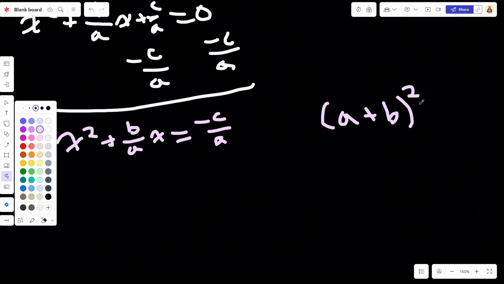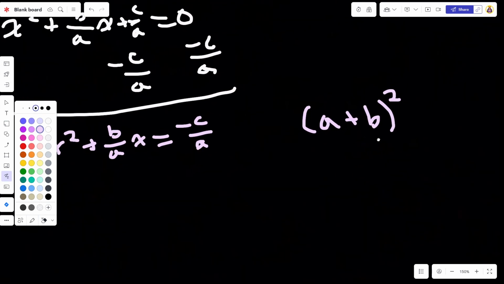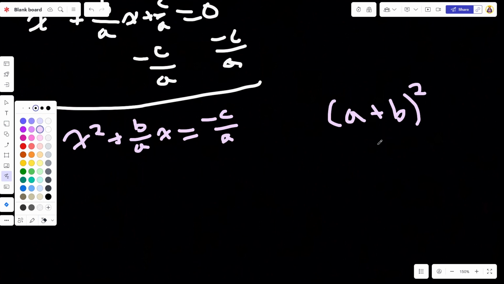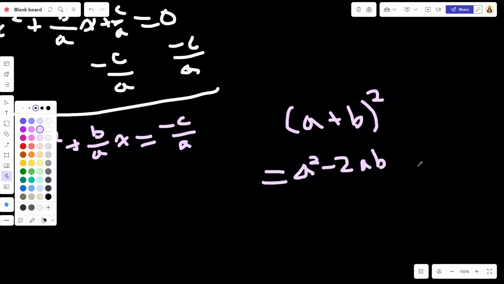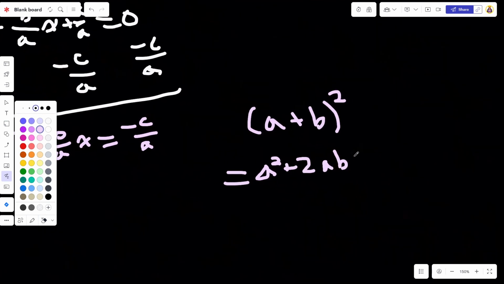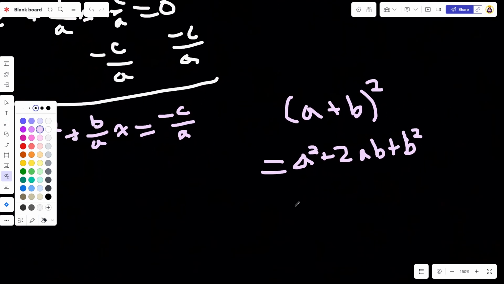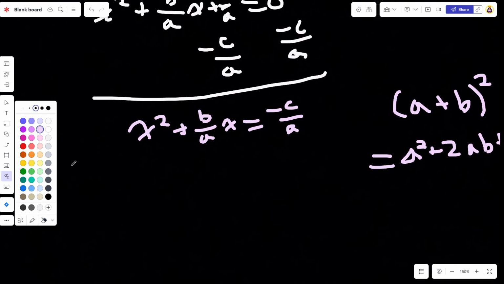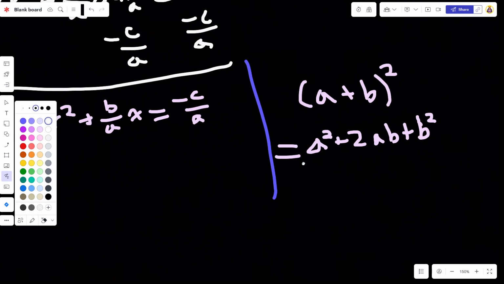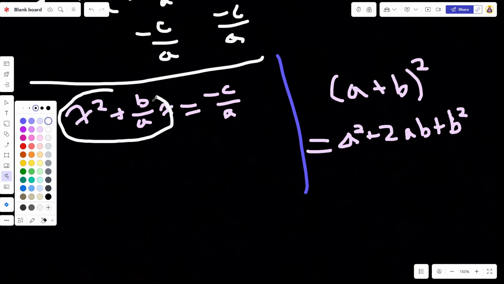So what does this expand to? We want to figure out what that is to get this left side into that form. If we expand it, we'll get a squared plus 2ab plus b squared. And that's always true. You can expand it right now just to prove it for yourself. So let's just draw a line right here. Anyways, let's get back. So how do we turn this left side into this?